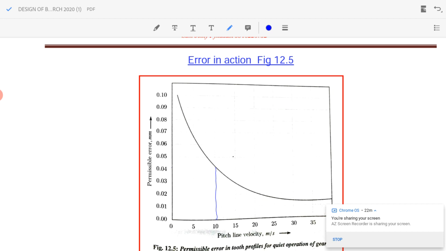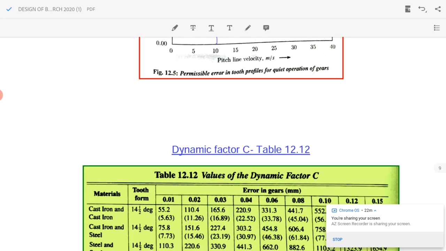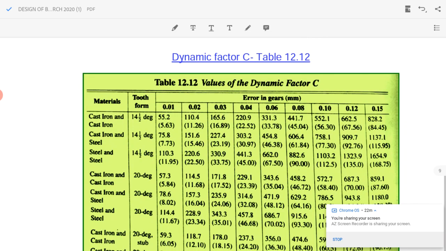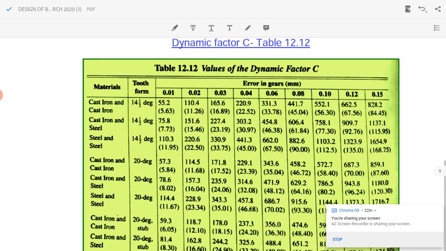I will get a value of F nearer to 0.4. From the graph I will get F equal to 0.041. Taking this F to the table, now we will see what is our material, what is our pressure angle. Our pressure angle was 14.5 degree involute. So this is our first set.